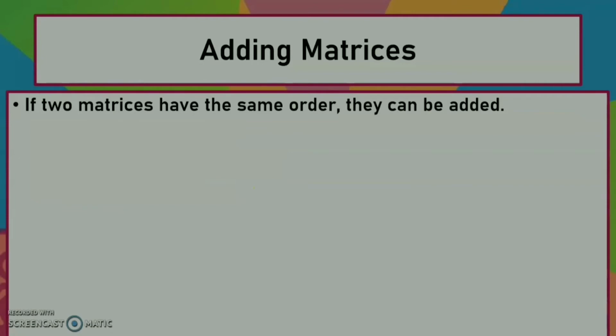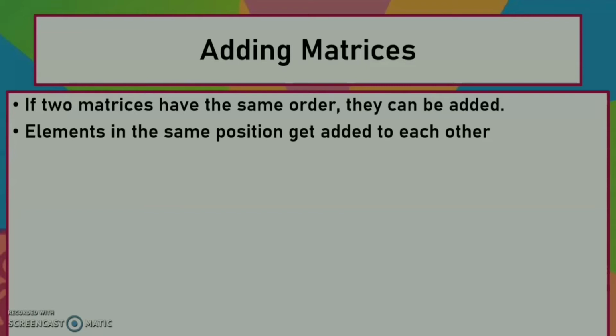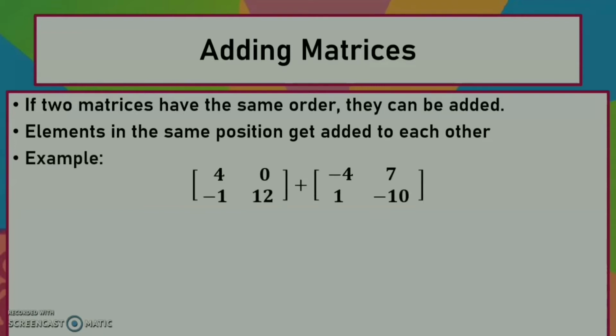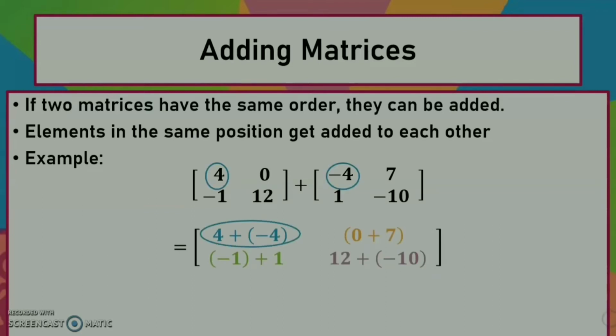If 2 matrices have the same order, they can be added. Adding matrices is very simple. The elements in the same position get added to each other. So A sub 1 comma 1 of the first matrix would get added to A sub 1 comma 1 of the second matrix. Watch what I mean in this example.